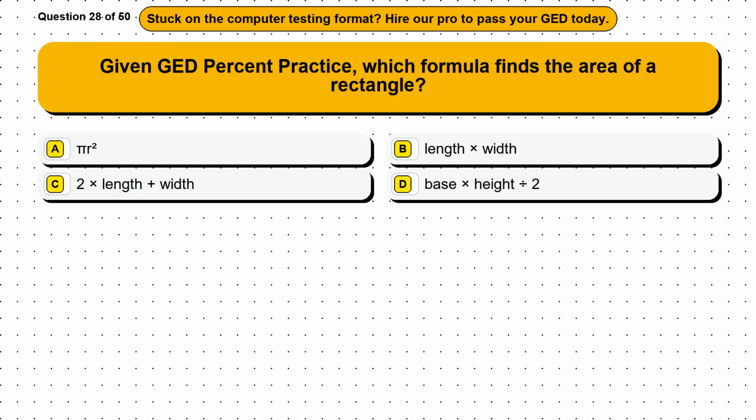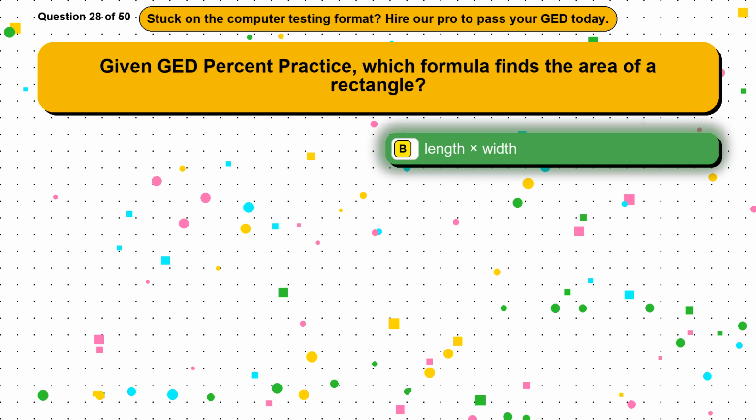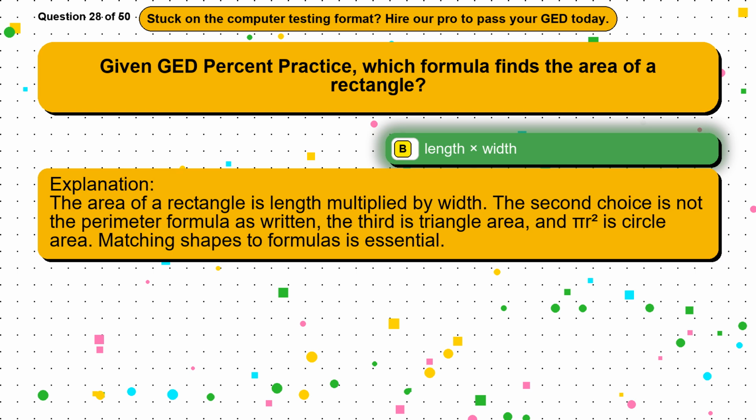Question 28. Given GED percent practice, which formula finds the area of a rectangle? Option A, pi r superscript 2. Option B, length times width. Option C, 2 times length plus width. Option D, base times height divided by 2. The correct answer is option B, length times width. The area of a rectangle is length multiplied by width. The third choice is not the perimeter formula as written, the fourth is triangle area, and pi r superscript 2 is circle area. Matching shapes to formulas is essential.